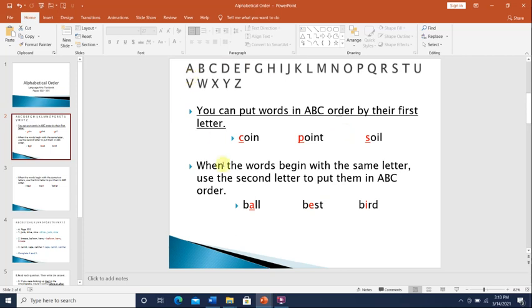Okay, so if we have coin and point and soil, we see that the letter C comes first in the alphabet, so we write coin. Okay, after that we see what is the next letter. We see that the next letter is P or S. We go through the alphabet and we see that the next letter is P. So the next word would be point. What about the third letter? After the P we have S, so the third word would be soil.